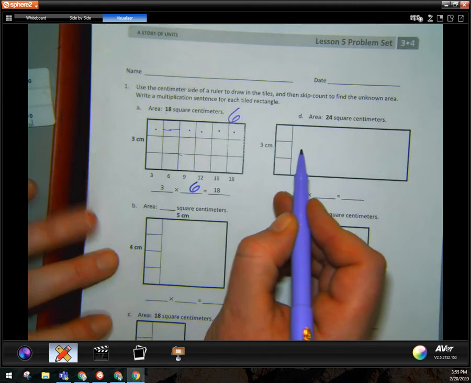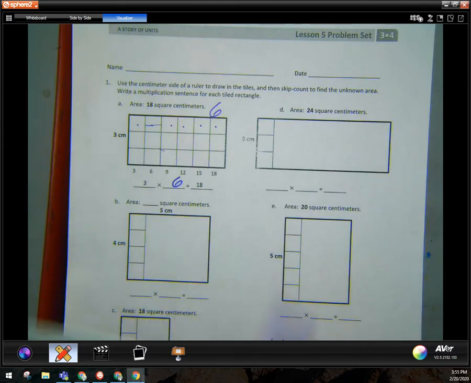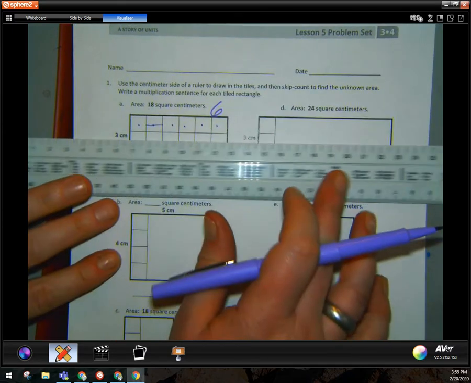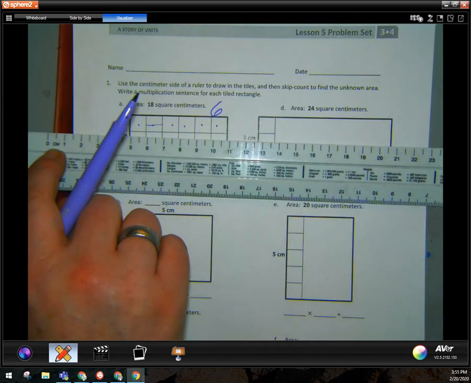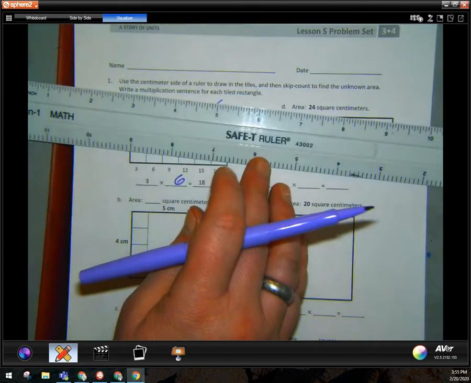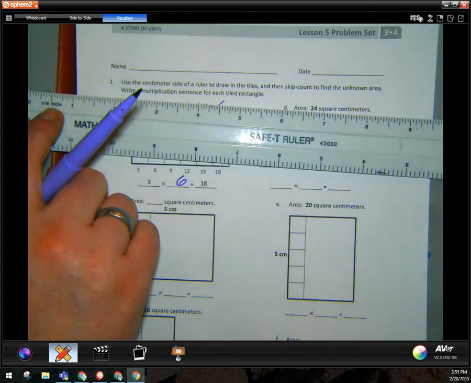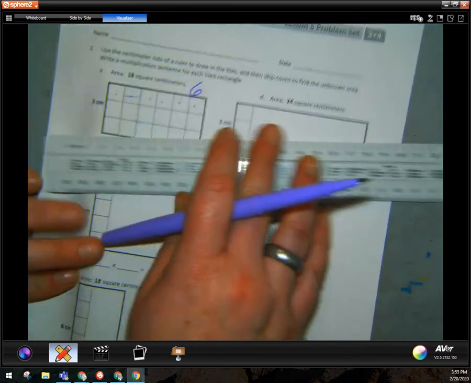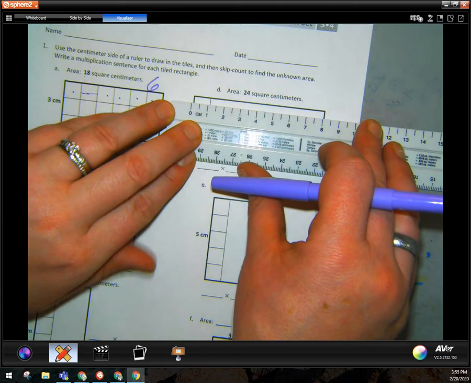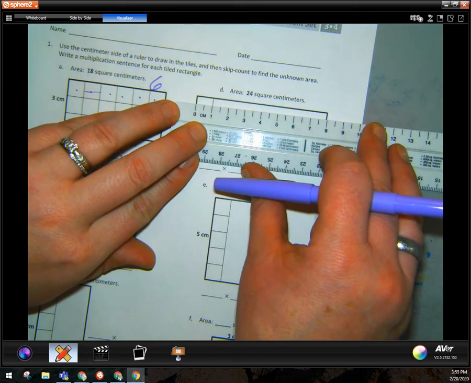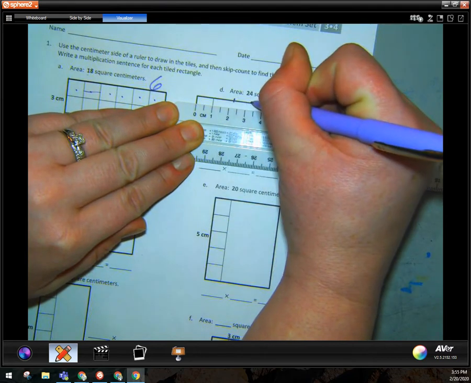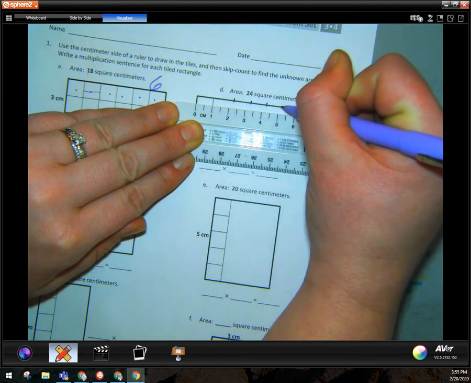Now here's an example of what you're going to do. You're going to need a ruler, and it needs to be on the centimeter side. And you can tell that it's the centimeter side because it says cm right here. This is the inches side, and it says inch. We want centimeters. So I'm going to line up the 0 right here on the edge, and then I'm going to mark every centimeter, so wherever there's a number. So right there, right there, right there.